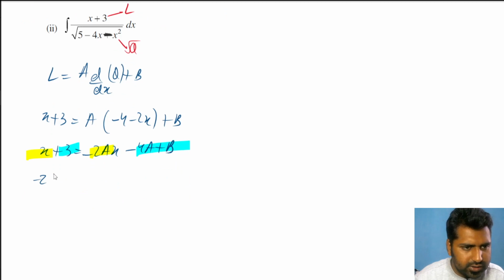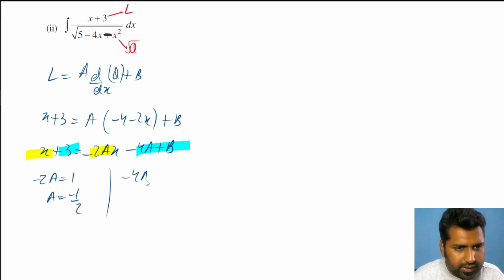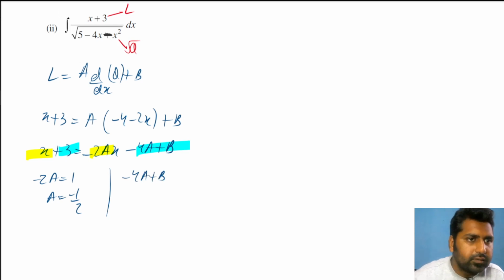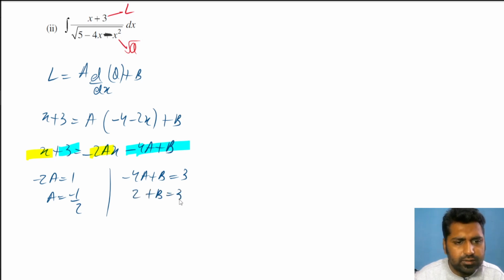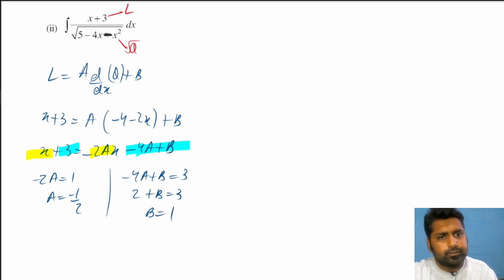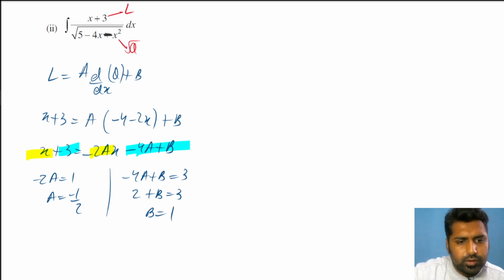So clearly minus 2a is equal to 1. A is minus 1 by 2. Minus 4a plus b, this negative will also be included. So minus 4a plus b is 3. So that becomes 4, this becomes 2 plus b. If we put the value of a, b is coming 1. So your a is coming minus 1 by 2, b is coming 1.